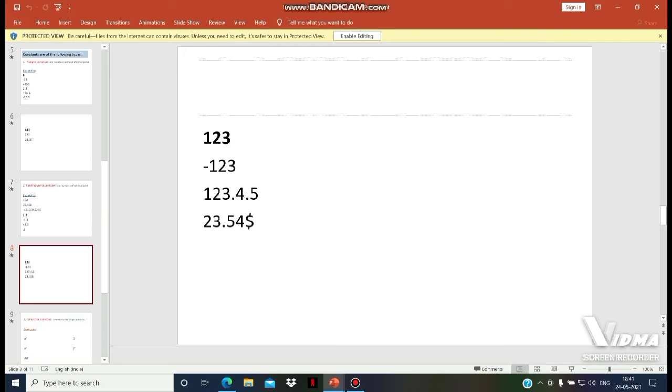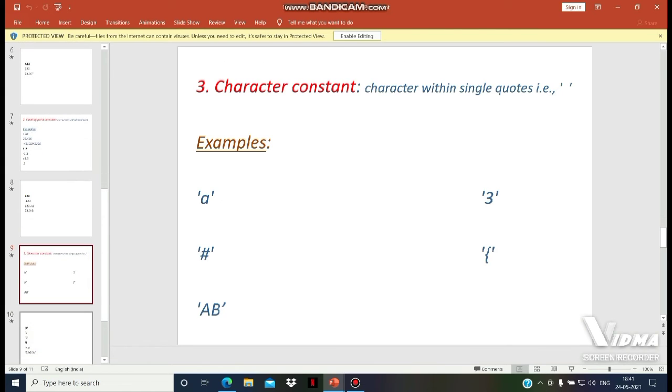123.4.5 is not a floating point constant because it has two decimal points. A floating point constant means a number with a decimal point, only one decimal point. So 123.4.5 is an invalid floating point number because it has two decimal points. $23.54 is also invalid, since no special character should be used in a floating point constant.